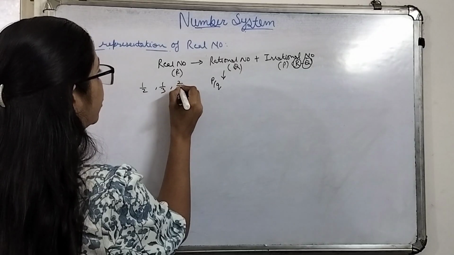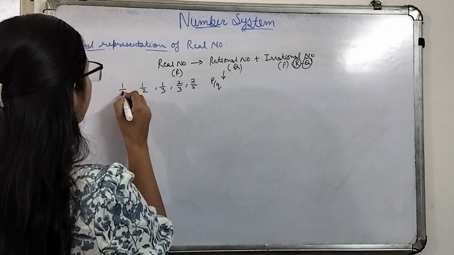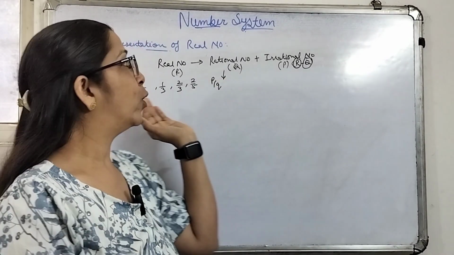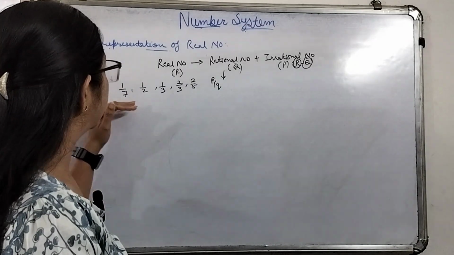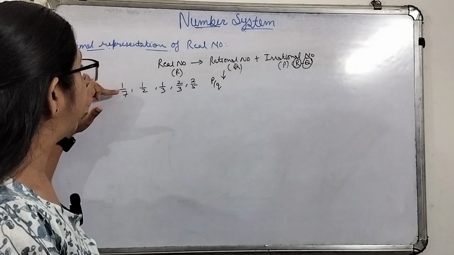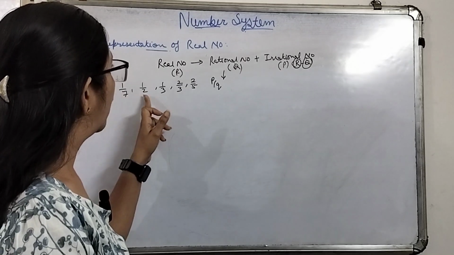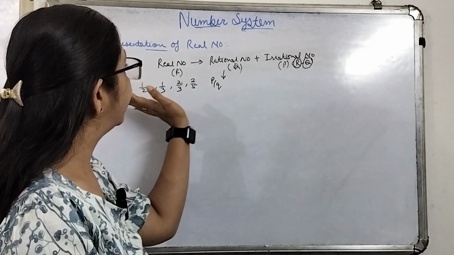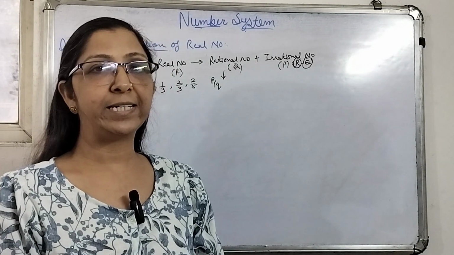The number could be 2 upon 3 also. It could be 2 upon 5 also. It could be 1 upon 7 also. All these are in the form of P upon Q, and all these numbers are rational numbers. If we divide 1 by 7, 1 is the dividend and 7 is the divisor. Over here 1 is the dividend and 2 is the divisor. So when we divide all these numbers, we can represent them in the form of decimals.